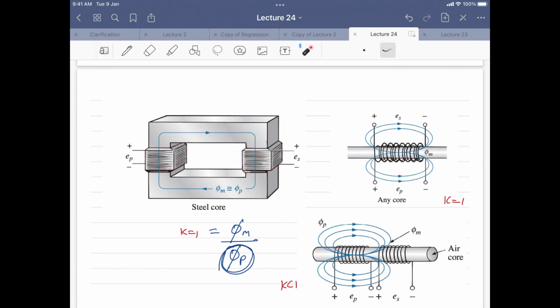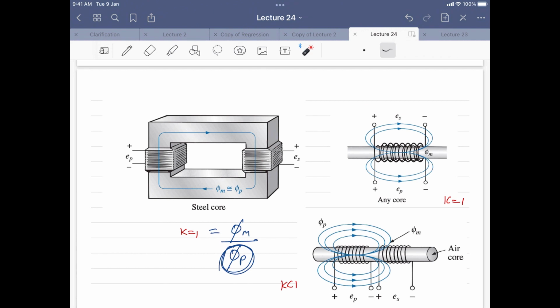And practically, if you put some other core instead of a steel core, some other material which does not allow too much flux and offers a resistive path, and you still want to have K equal to 1 in that situation, where apart from the steel core you have some other material which is not allowing all the magnetic field to pass through it, then you can achieve K equal to 1 using this configuration here.